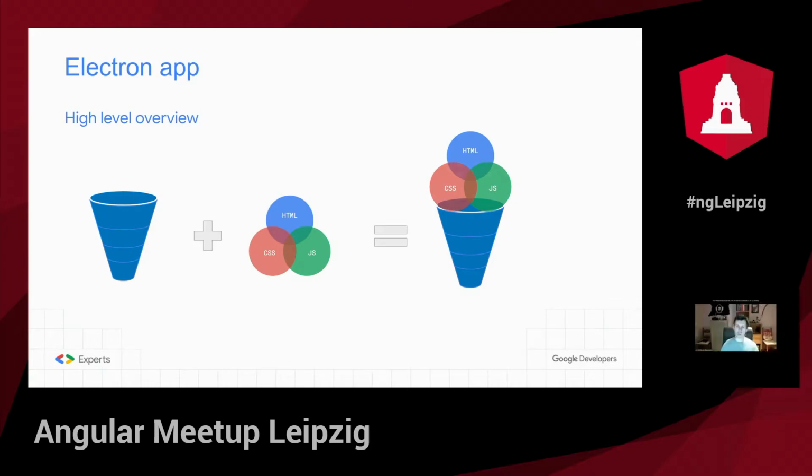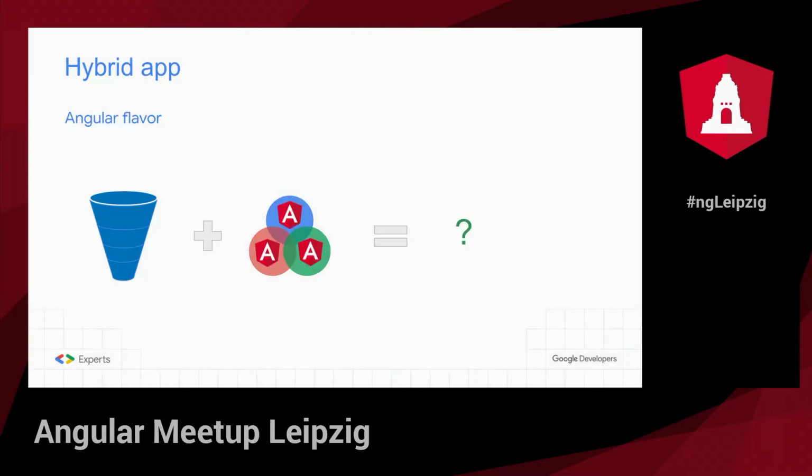So what's going to happen if we take the usual HTML, CSS, and JavaScript flavors and we put Angular flavor inside? Then we will have a hybrid application, hybrid Electron application. But what will be the output of this wedding, as Pato said before? Let's see.